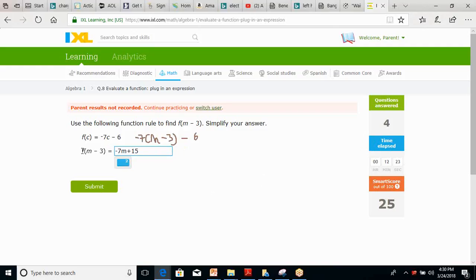Because your c is m minus 3, wherever you have c, you substitute m minus 3. And you have to multiply by minus 7. So this becomes minus 7m. 3 times 7 is 21, but when you multiply a negative and a negative, you get a positive sign. So it will be plus 21, but you have minus 6. Plus 21 minus 6 is plus 15. Okay?